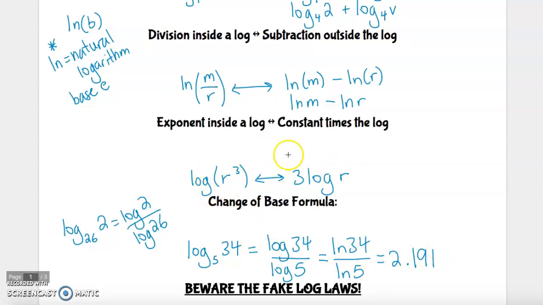All right, so that is your change of base formula, so calculating any logarithm with numbers in it, and then your exponents, bringing down your exponents to multiply in the front of a logarithm.